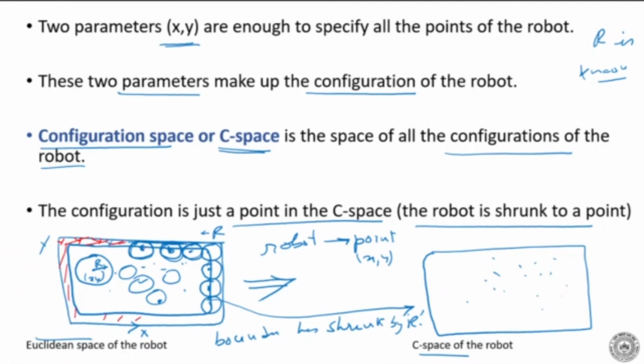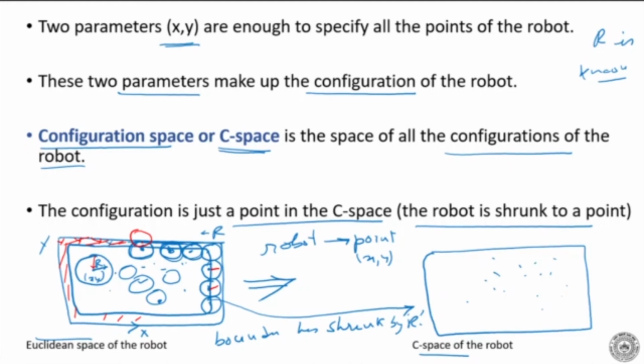Why? Because the center cannot go inside there. That means it will not be possible for the robot to go here and sit like this, since in that case it has gone through the side. Which means that the boundary has shrunk by r, and the robot has become a point.